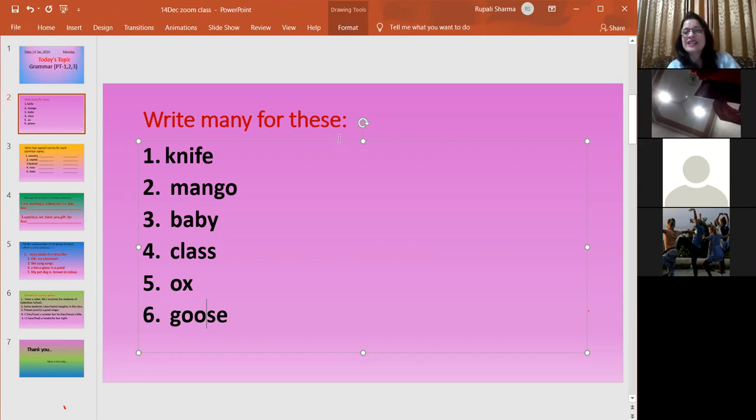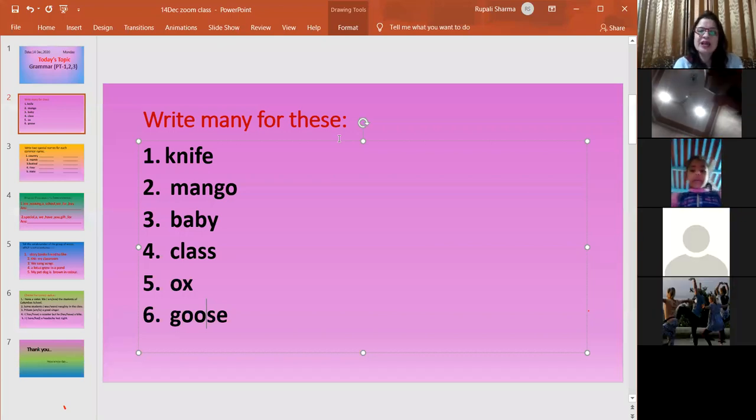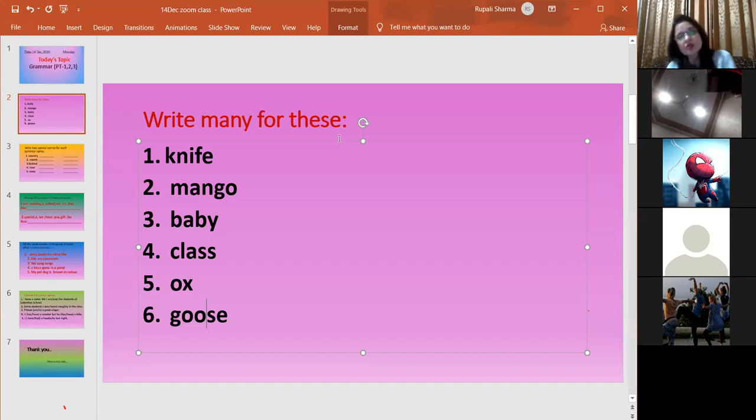Okay, then class, C-L-A-S-S, class. The words which end with double S, jisके end mein double S hota hai, we add es after that to make them plural. Usme es lagane se wo plural ban jate hain. Aur some words aise hote hain jinki puri form hi change ho jati hai. Like I have taken the example of ox, and the plural of ox is oxen.